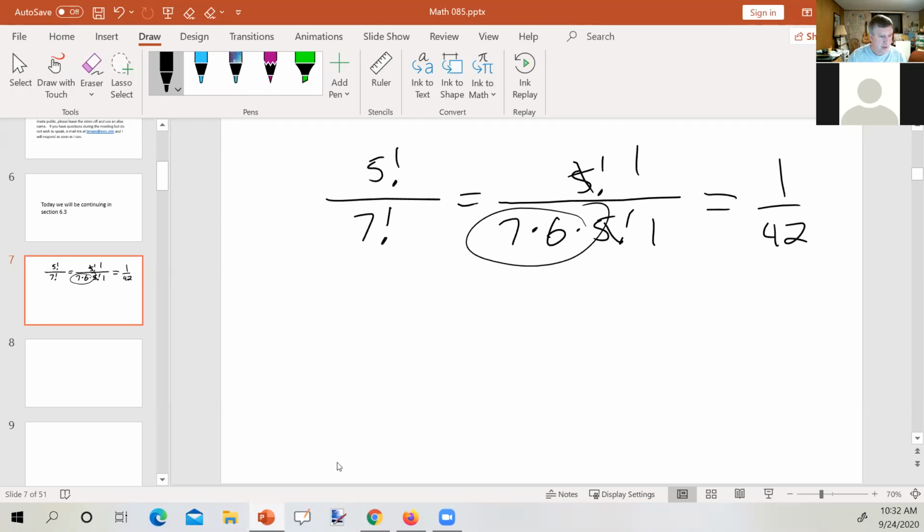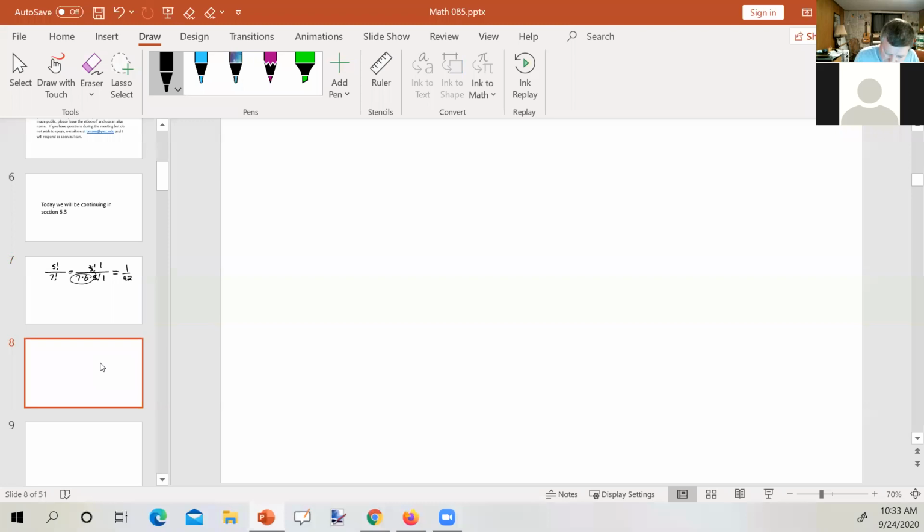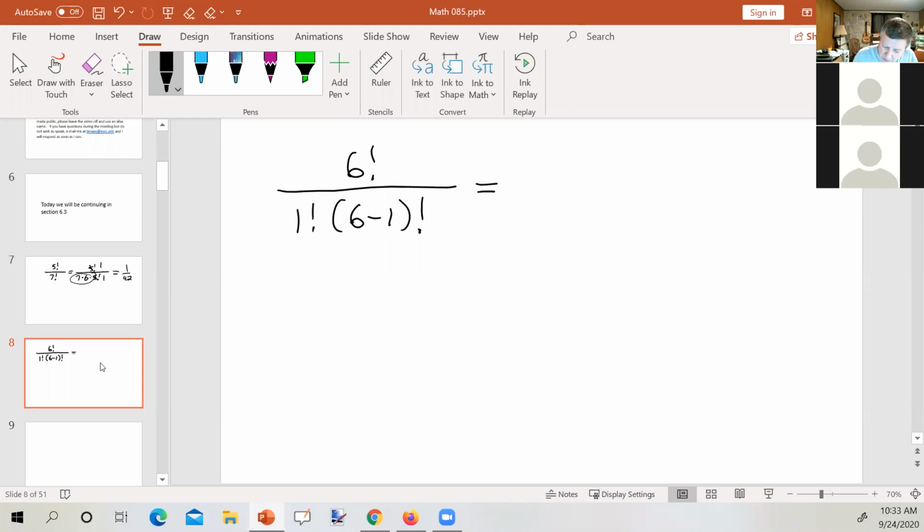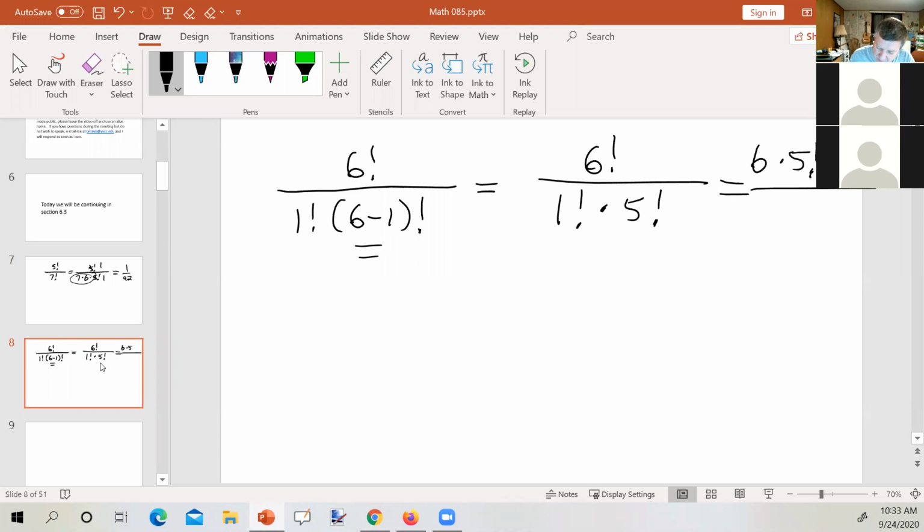Okay, let's see. Next up was number 9, and that looks like this. 6 factorial over 1 factorial times the quantity 6 minus 1 factorial. So that's 6 factorial over 1 factorial times 6 minus 1 would be 5 factorial. So now I'm going to write the numerator as 6 times 5 factorial. 1 factorial is just 1, so this is 1 times 5 factorial. The 5 factorial in the numerator and the 5 factorial in the denominator reduce down to 1 over 1, and I'm left with 6 over 1, or just 6.